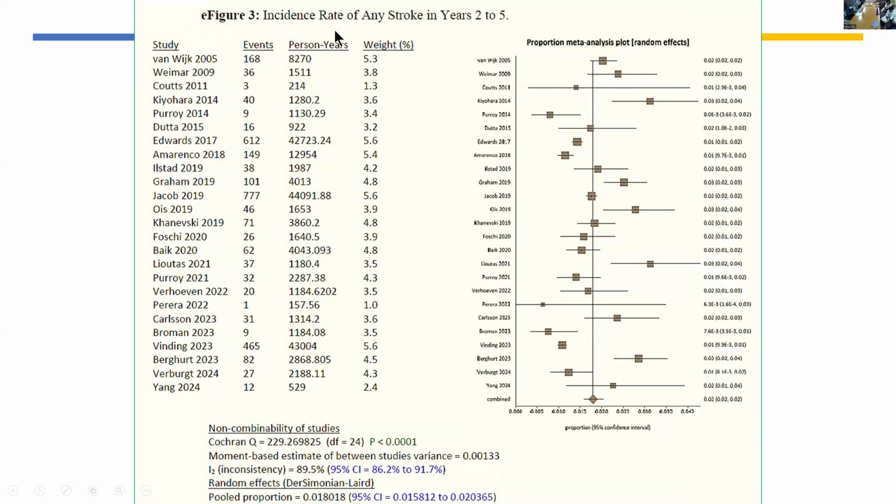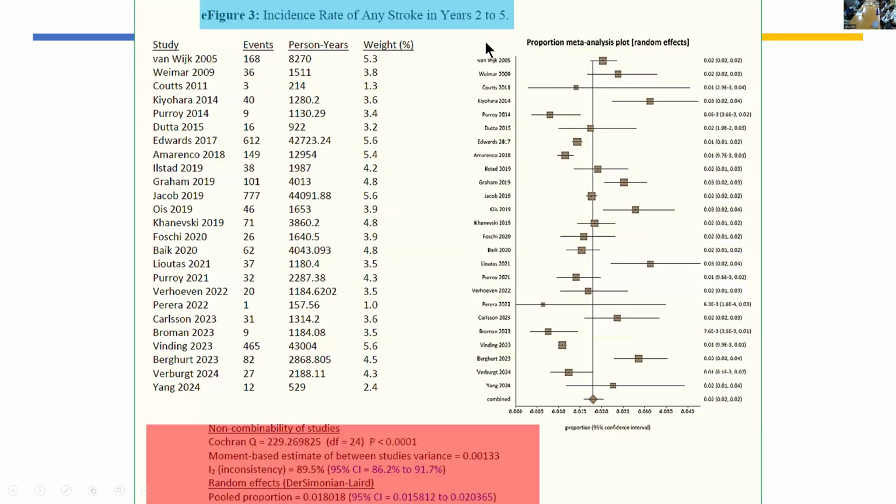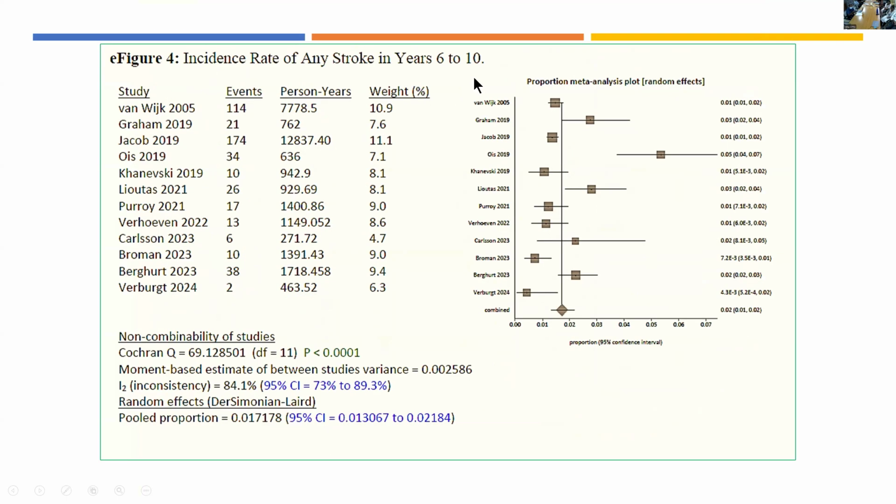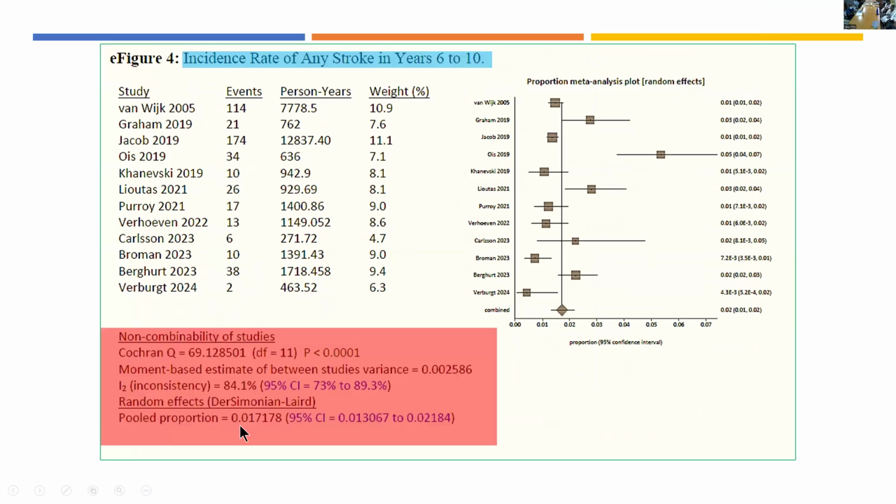Now, next one. Incidence rate of any stroke. Sorry, this one is 1 year. This is 2 to 5 years. In 2 to 5 years, again, there was significant heterogeneity, 89%, and you get the incidence rate here. What about 6 to 10 years? Again, there's significant heterogeneity, but the incidence rate is given here. They've used the random effects analysis.